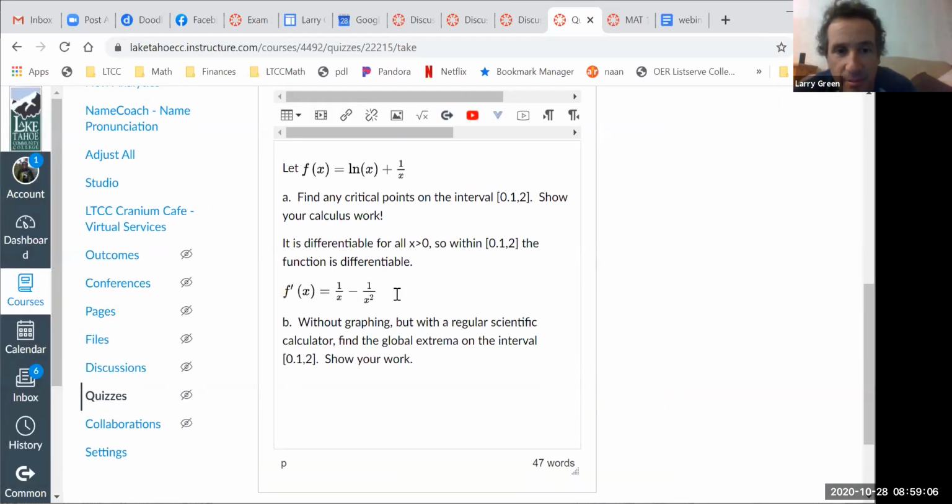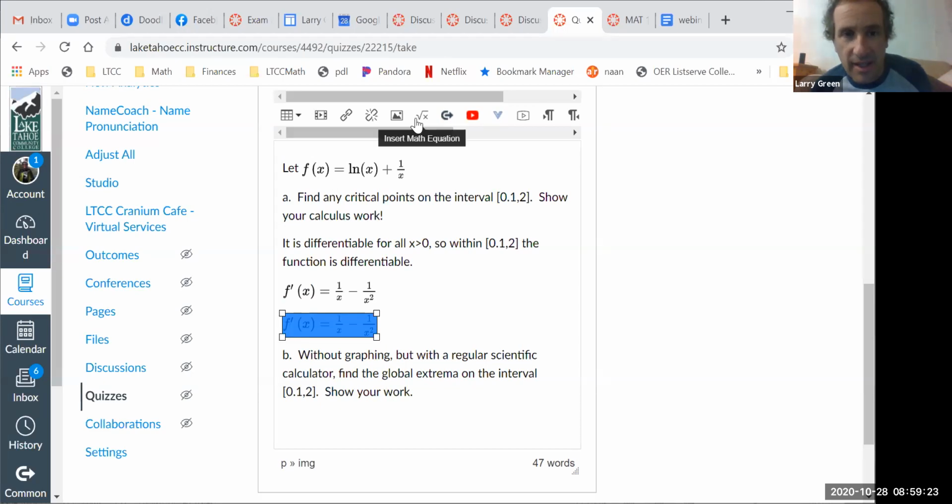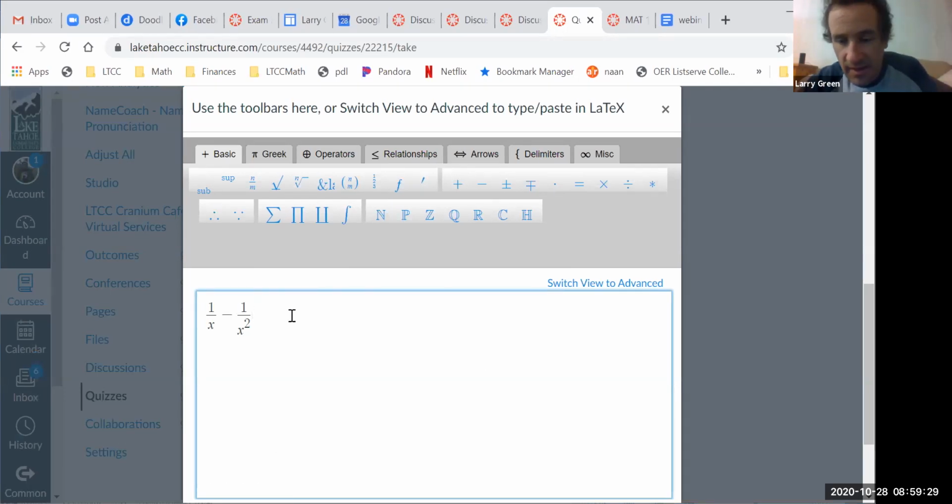Any questions on that step? Okay, what's the third step on finding critical points? Yeah, we set it equal to 0. So I'm going to set the derivative equal to 0 and solve. I think the easiest is just multiply by x squared, and then we get x minus 1 equals 0.